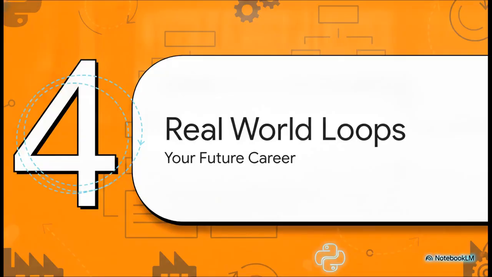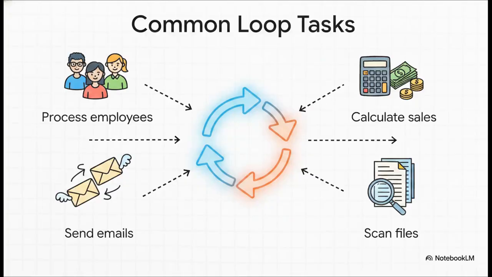All right, Section 4, Loops in the Real World, Your Future Career. Now, understanding the factory machine analogy is great, but let's connect this right back to your future career. Think about everyday stuff businesses do all the time. Processing every single employee in a company, calculating total sales across thousands of transactions, sending out mass emails, scanning every file in a giant folder, or generating hundreds of reports. Without loops, handling these tasks just wouldn't work efficiently. Loops are literally the backbone of all automated business processes.